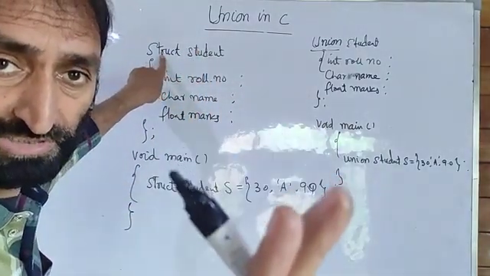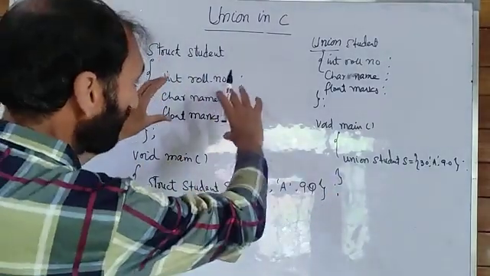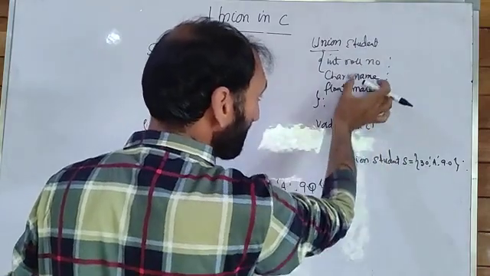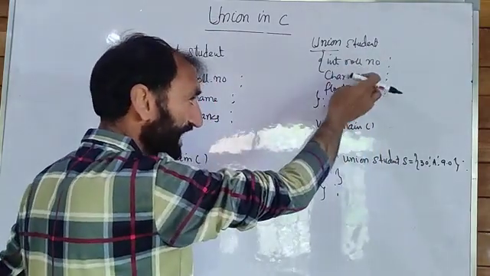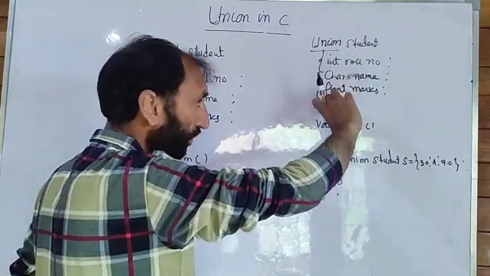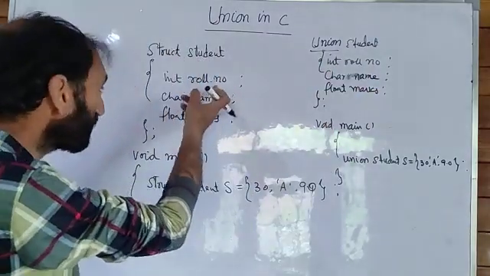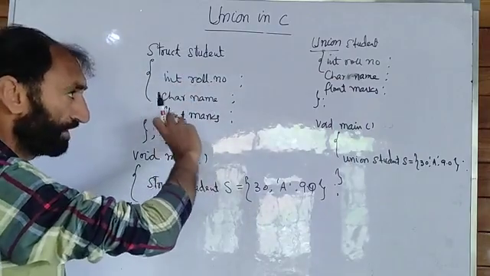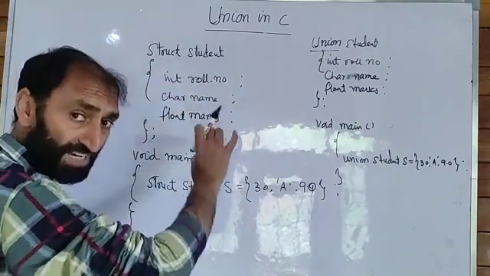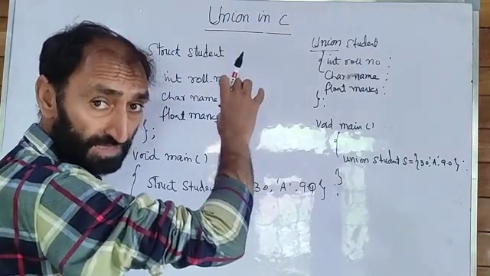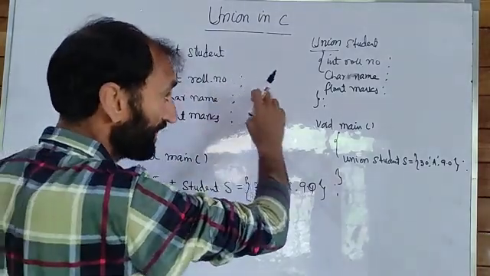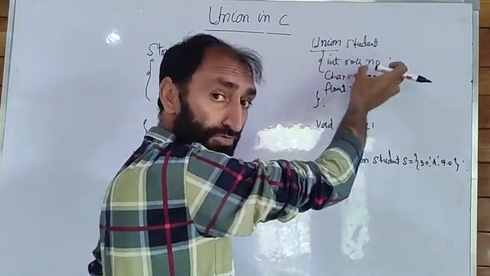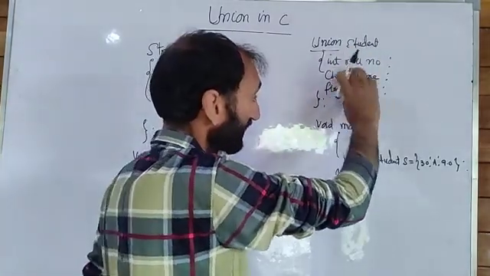First difference is this. Second, after that, you will see that a structure is also a collection of members of different data types. Here, roll number is of type integer, name is type character, marks is type float. In a structure, the roll number is integer, name is character, marks is float. As the structure is a collection of members with different data types, in the same way, the union is also a collection of members whose data types are different.